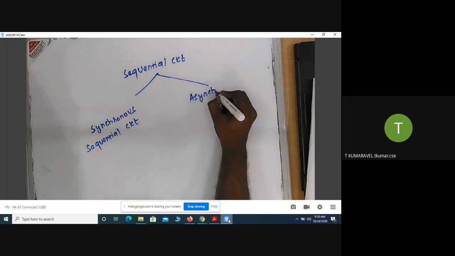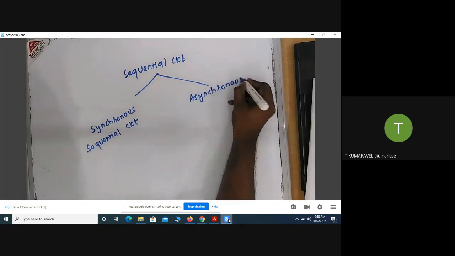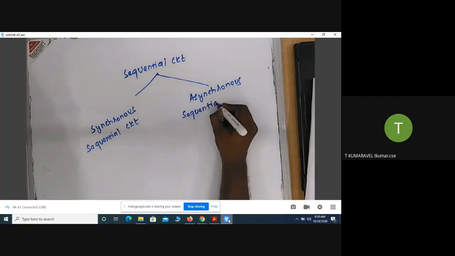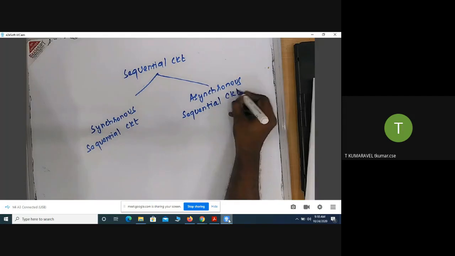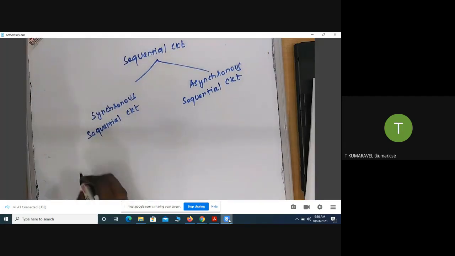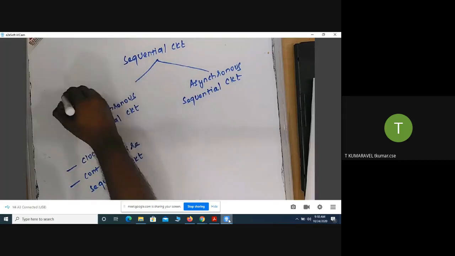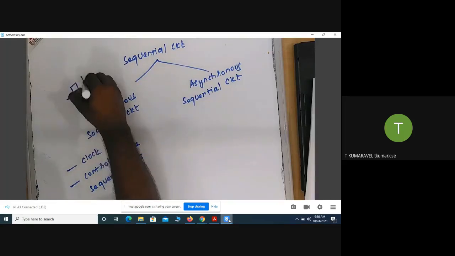Asynchronous sequential circuit. So already I said, synchronous in the sense, what happened? One of the parameters is a clock. So make use of that, we control the entire sequential circuit. How should the clock appear? It should appear like that.